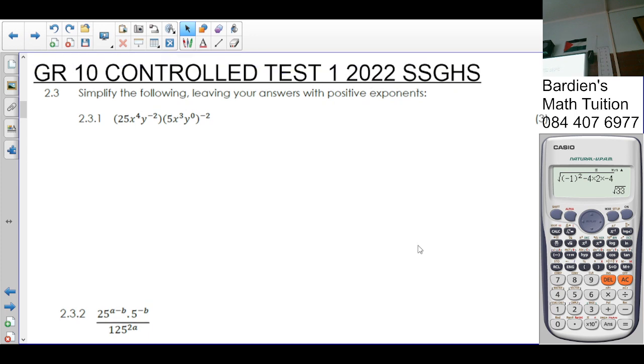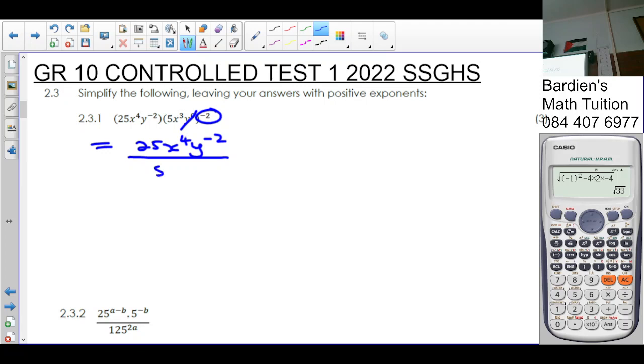Next question. Simplify the following, leave your answer with positive exponents. So I need to sort out this first. Anything to the power 0 is 1. So that is going to give you 25x to the 4 y to the negative 2 over 5x cubed raised to the power 2. I have taken the negative into account already.